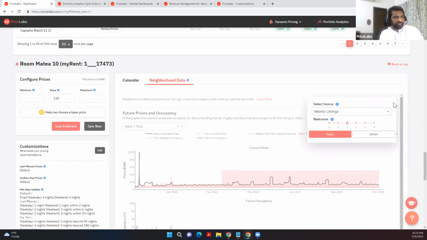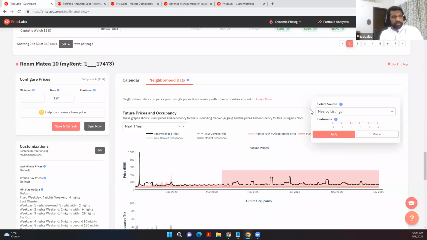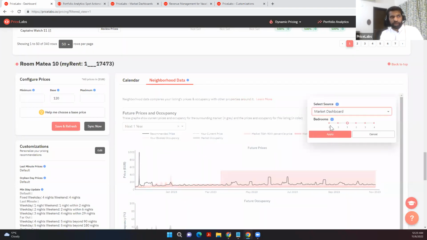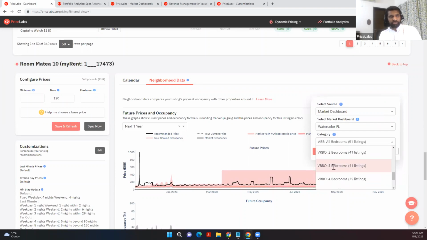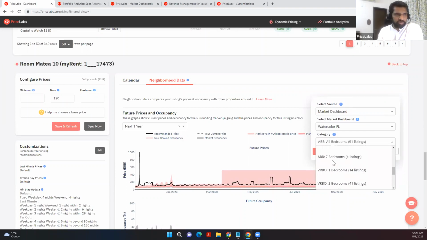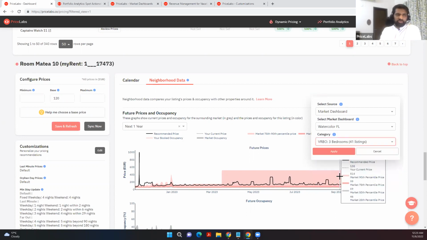But within this, if I click this, we automatically create a comp set for you, which is nearby listings. But you could also say, hey, I want to pull it from market dashboards, where I've created a market dashboard for Florida, and I want to use a comp set that I've created, which is say VRBO's 3-bedroom properties, right? So that's kind of how you can get specific. Note that this is for benchmarking and not pricing.